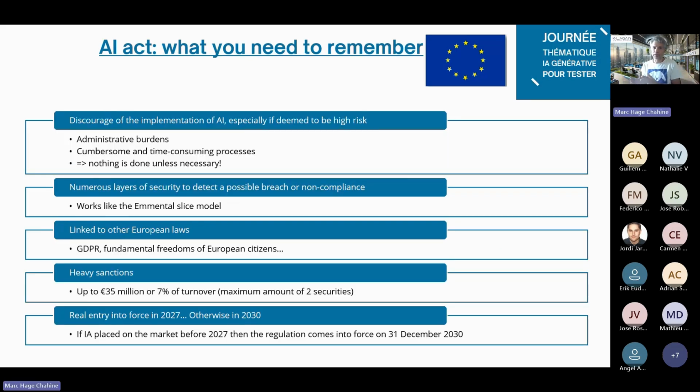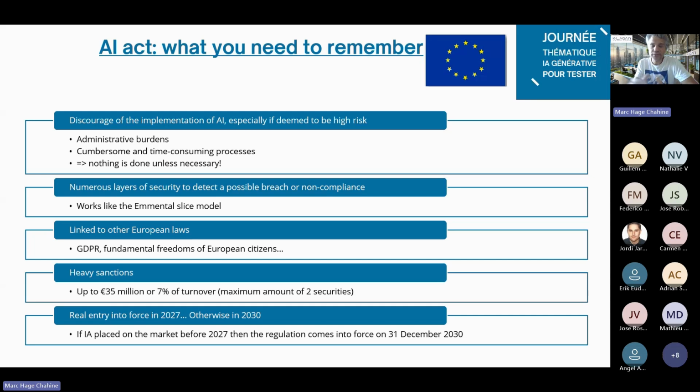What you need to remember about this AI Act is that we discourage you from implementing AI, and we encourage you to have the lowest risk possible. Take an AI LLM, yes, but take the lowest model that you can and avoid some subjects if you can.